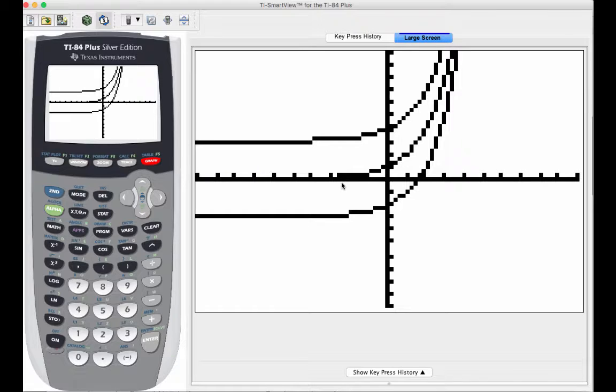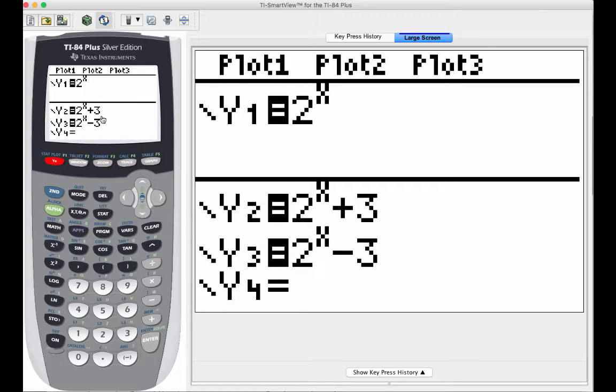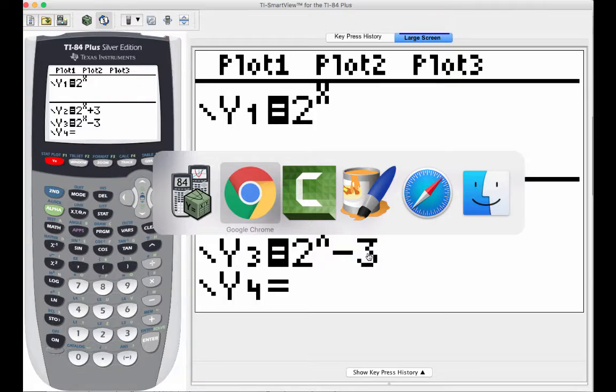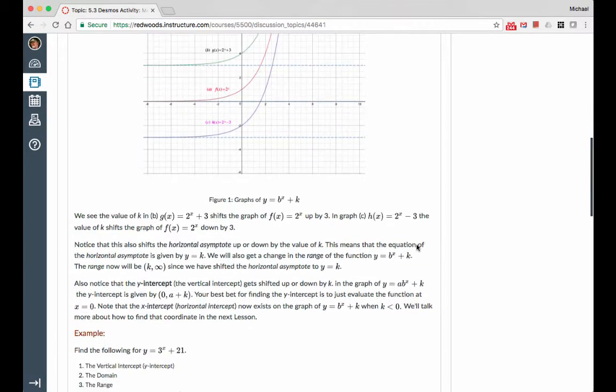And so what we see is that our stock curve, this one right here, was shifted up or down by whatever value was added on to the exponential. In the first case, we did a plus 3, so it shifted it up by 3. In the second case, we did a subtract 3, so it shifted it down by 3. Okay, let's go back to our activity here.